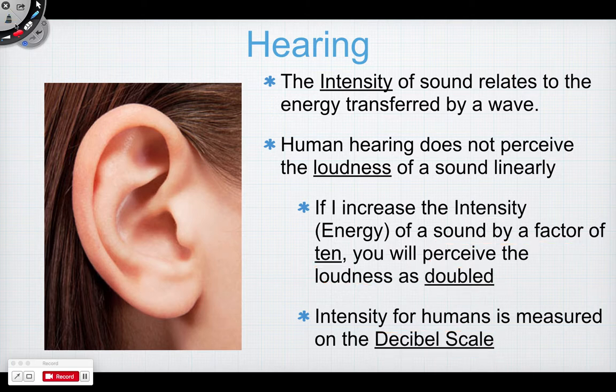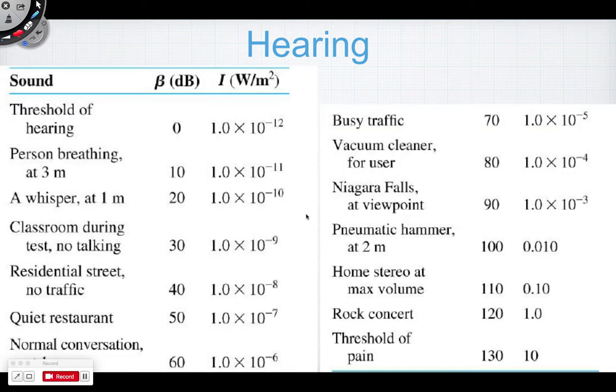And so we use something called a decibel scale. What does that look like? Somewhere around here, you have a threshold of hearing at 0 decibels. Very quiet sounds are at 10, whispers, classrooms, but classrooms can get up to 30 to 40 quite a bit. There is a big difference between 30 and 40. Quiet restaurant, conversation, noisy restaurant gets up in here. Vacuum cleaner, and so on.